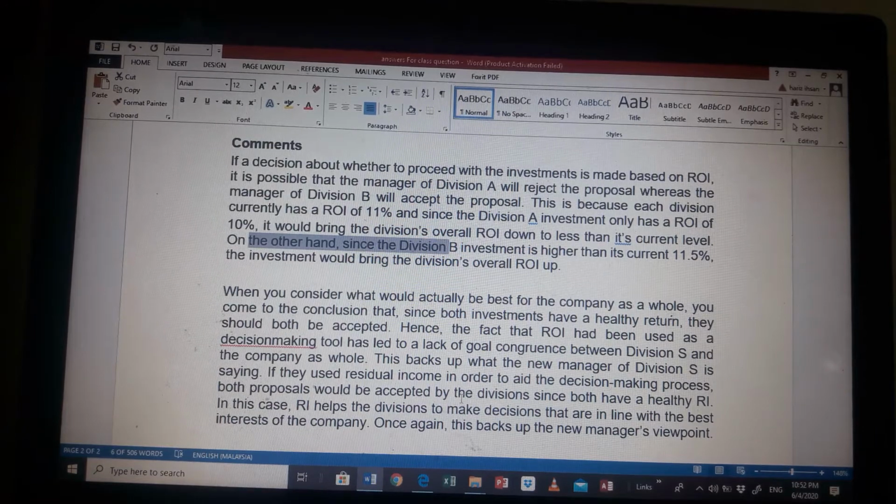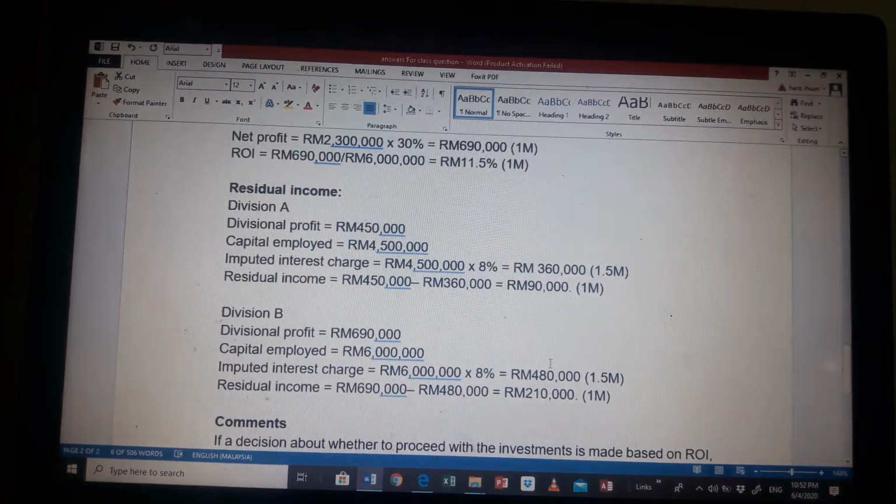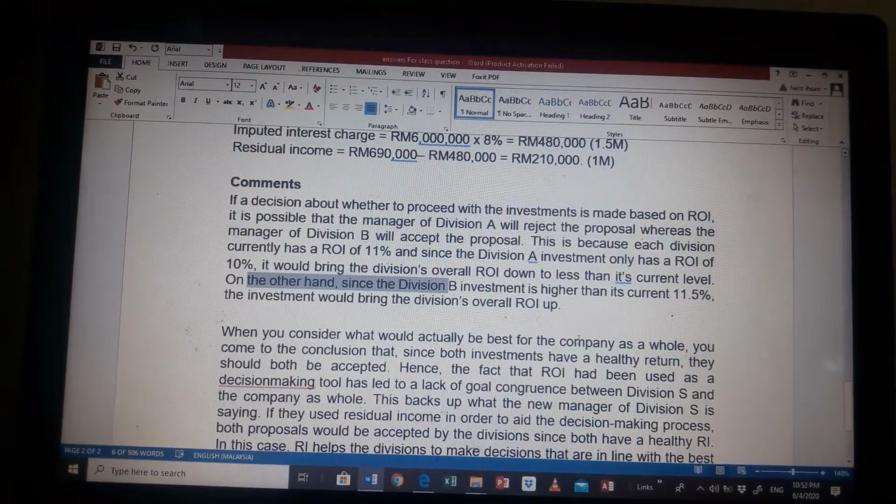Simply because division B, they should definitely partake because the residual income is good, 210,000, and the ROI becomes better at 11.5%. However, for division A, you will need to have some form of conversation. For the benefit of the overall company, the residual income is 90,000, which is a positive number, so we should be taking it. However, if the division manager were to look at his ROI, it will have a decrease. Therefore, it means that he's not doing well.